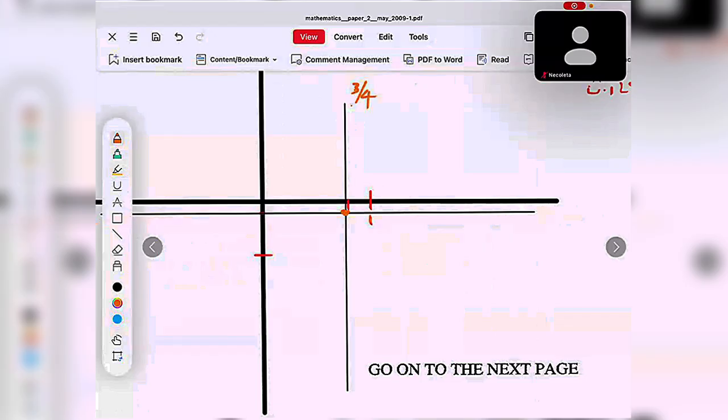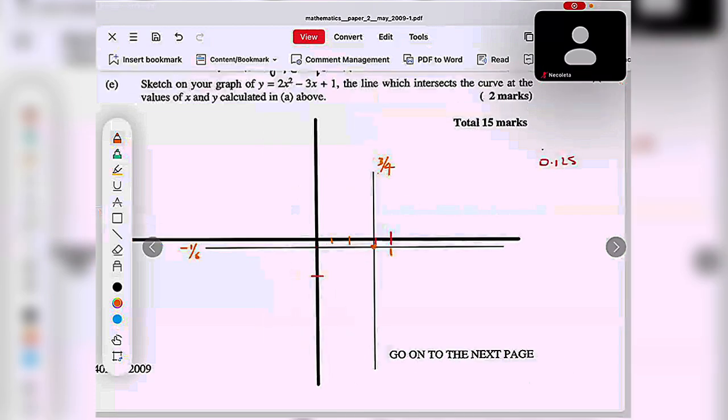Right? Because this is 1 right here. So 3/4 has to be, this will be halfway, this will be a quarter. So the graph is turning right there. All right, so hold on upon that now.